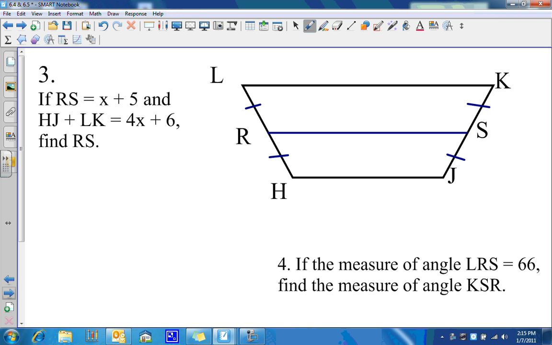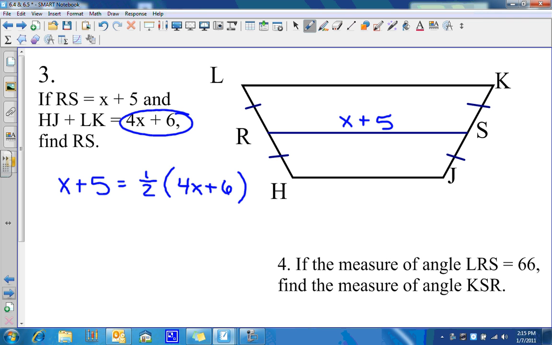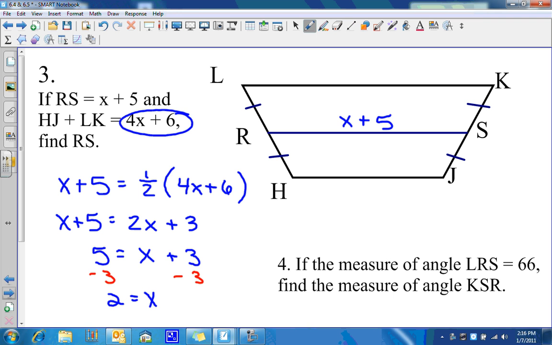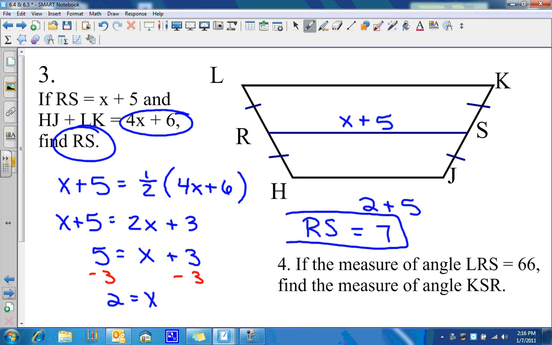If RS is x plus 5, and your bases added together is 4x plus 6, you really just have this. Your median equals a half times 4x plus 6, right? Distribute. So half of 4 is 2x, and half of 6 is 3. Get your x's on the same side. Subtract x from both sides. 2 minus 1 is x. Subtract 3 from both sides. Very good. So x equals 2. But it didn't want x. It wanted what is RS. So RS is 7. Very good.